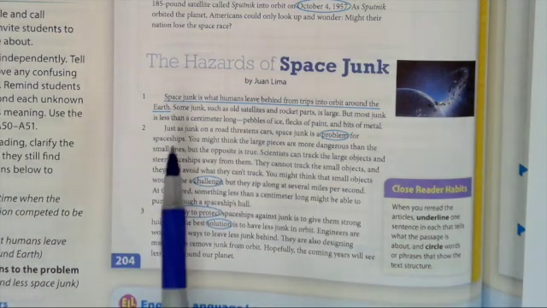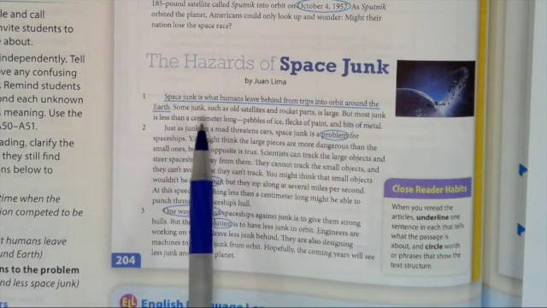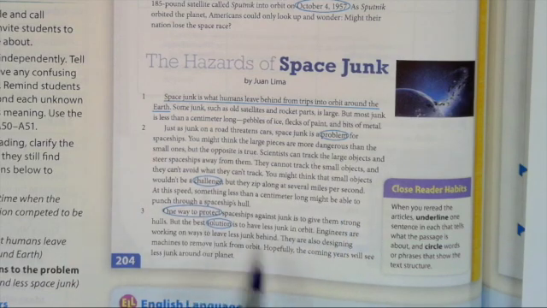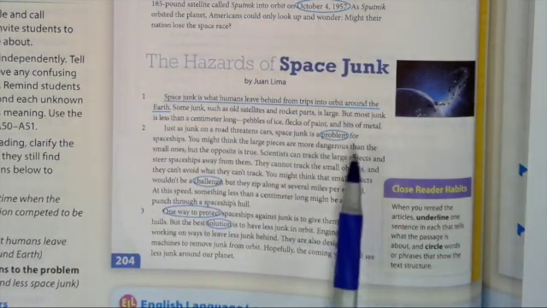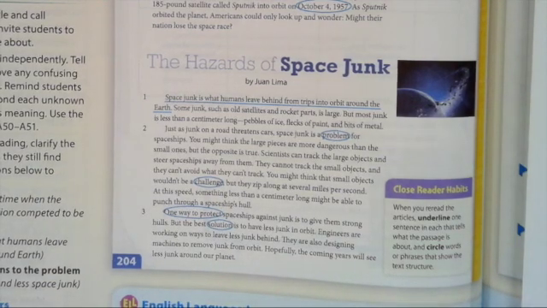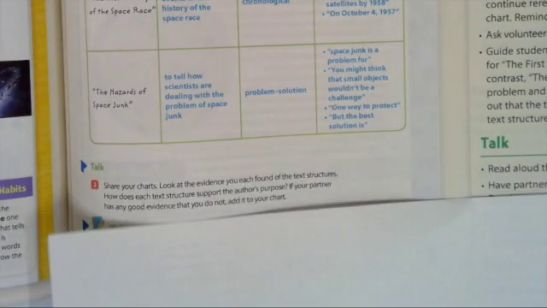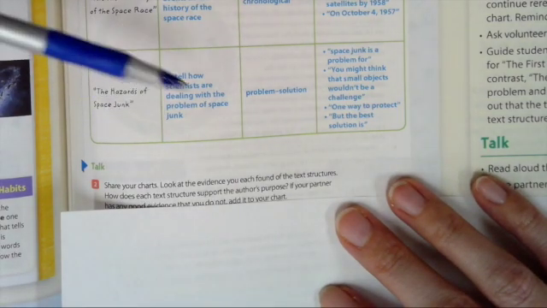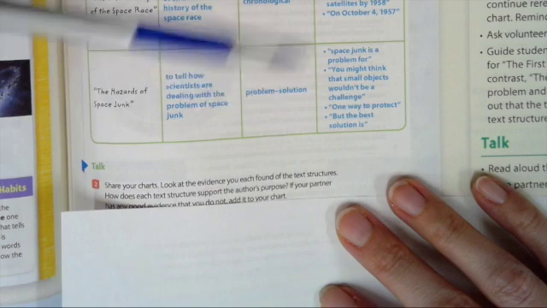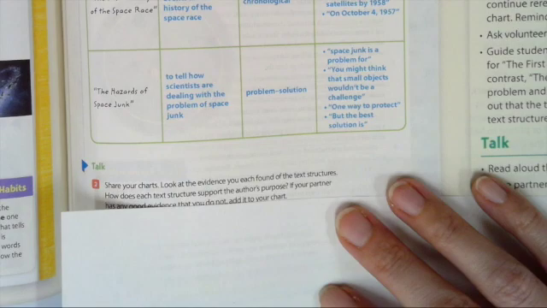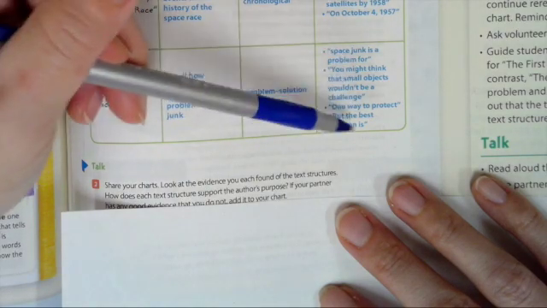So we already have the author's purpose: to tell us about space junk and how we can get rid of it. It's problem and solution, and the evidence we have for problem and solution is because it uses the words problem, challenge, one way, and solution. So we would put that in our chart on the following page. To tell how scientists are dealing with the problem of space junk, it is problem and solution. It uses the words problem and challenge, one way to protect, and solution. You can just use the words we circled. You don't have to use the whole phrases.